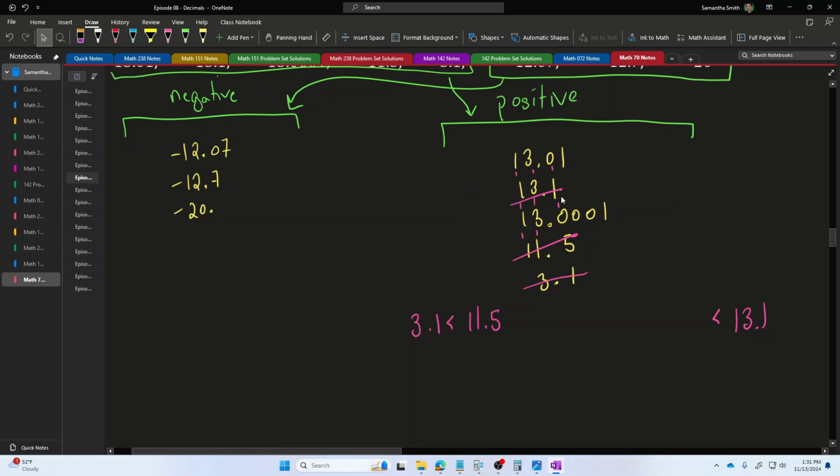Finally, to compare between these two values in the middle, 13.01 and 13.0001, I can now compare the digits in the hundredths position. The first number has 1 hundredth, but the third number does not have any hundredths. So in this situation, my value 13.01 would be larger than 13.0001. And so this would be the sorting of the positive decimal numbers in the list.